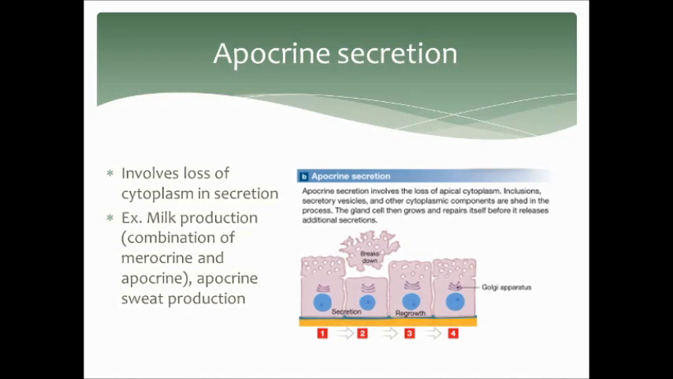In apocrine secretion, it's going to involve the loss of the cytoplasm in the secretion. So the cell itself isn't breaking down completely, but the cytoplasm is lost. So an example of apocrine secretion is milk production, which is actually a combination of merocrine and apocrine secretion. Apocrine sweat is more of your puberty-related sweat. This is the sweat that would stain your clothes yellow and have more of a body odor to it.